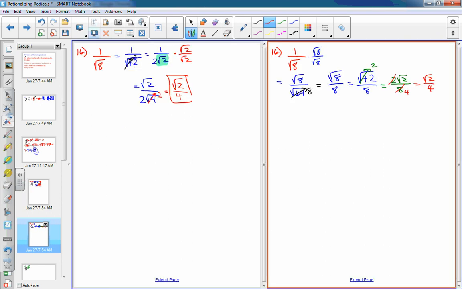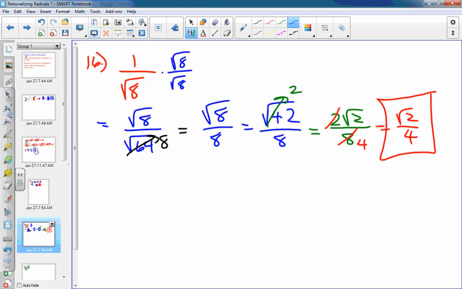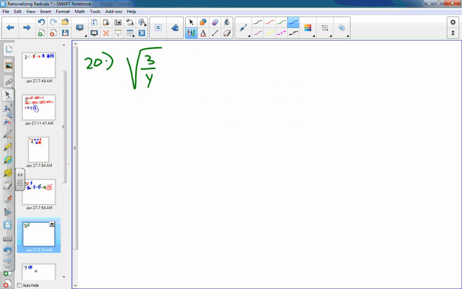Same exact problem, but we rationalized first and simplified second, whereas the first way I did it, I simplified first and then rationalized. Do we see that? Do I care which way your brain does it? Nope, just get it done. Y'all with me? Okay, excellent. Moving right along, number 20.